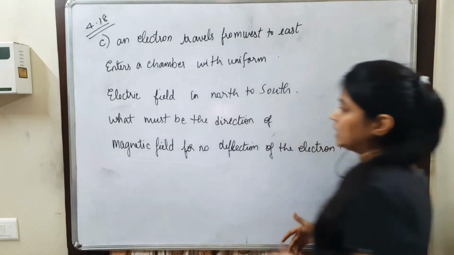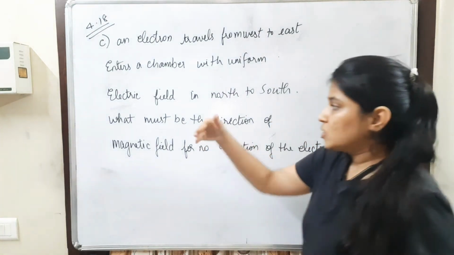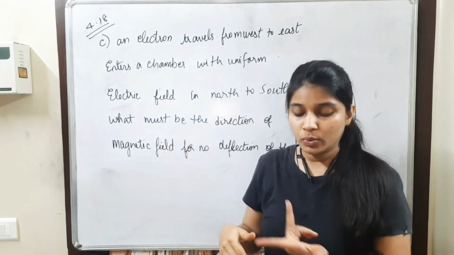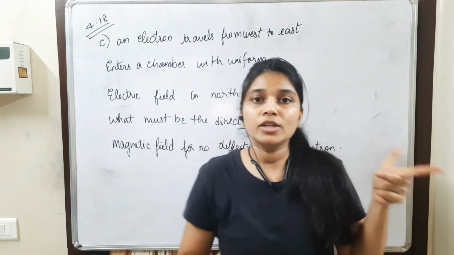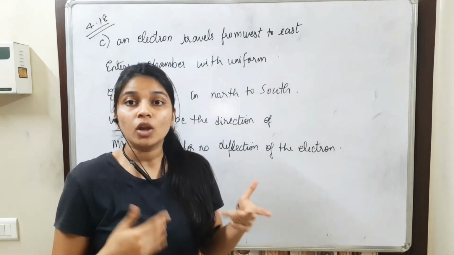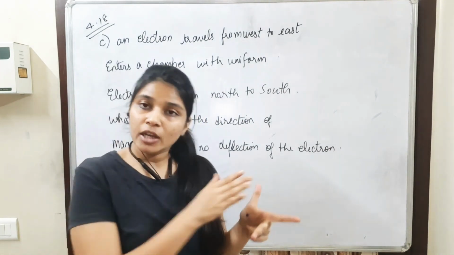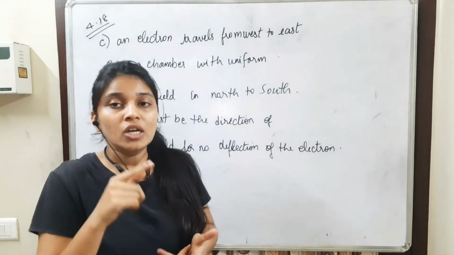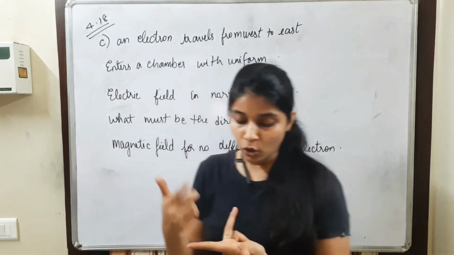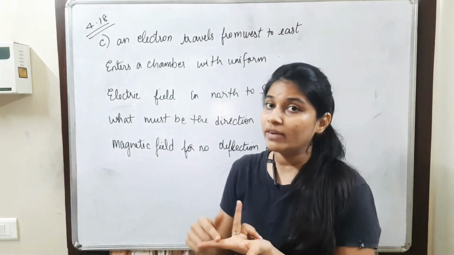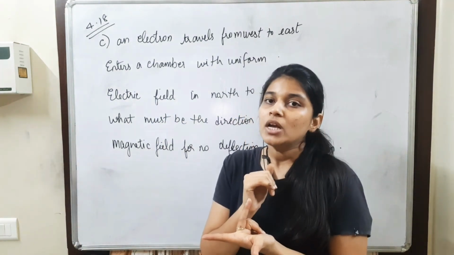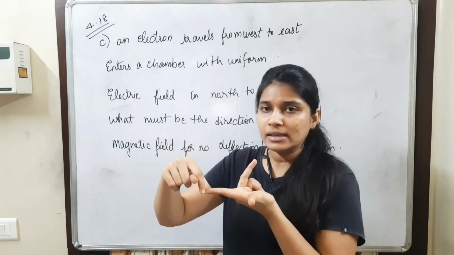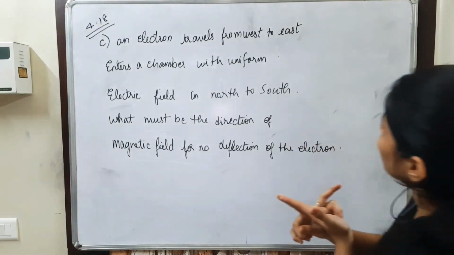So how will we find out the magnetic field required? The magnetic field that will deflect the electron along the south direction is given by the left hand rule. Usually we use the left hand rule to find the Lorentz force, but here the Lorentz force is already given, that is we want the electron to be deflected towards the south. So the south direction should be the force, and the electron is traveling from west to east, so the current will be traveling from east to west.